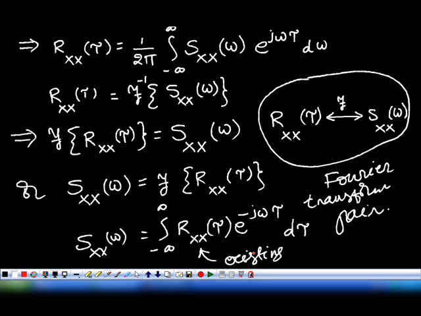The Fourier transform of Rxx of tau existing, the inverse Fourier transform of Sxx of omega will also exist. That is, if you know the Rxx of tau, we can find the power spectral density. If you know the power spectral density, we can find the autocorrelation function.